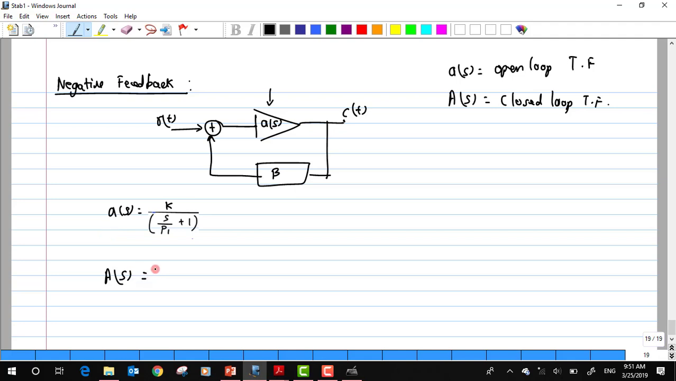Okay, so we know that, let us assume it's an inverting stage. So I use my negative sign here. So what happens is, I can write it as A of s divided by 1 plus beta times A of s. Just because I'm taking a negative sign in an inverting stage across my A of s.